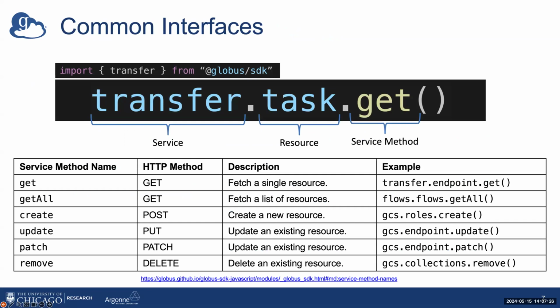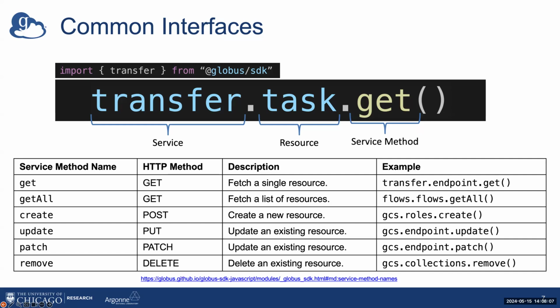So starting with the common interfaces, the first goal of the SDK is really to reduce boilerplate and make interacting with the Globus platform more obvious in your applications. And so the one way we do that is by providing common interfaces to the various resources and service methods. So here I have an example of importing the transfer service from the SDK. So the core export or the main export of the SDK exports all the services. And here I am making a call to fetch a single task. So the full call is transfer task get.